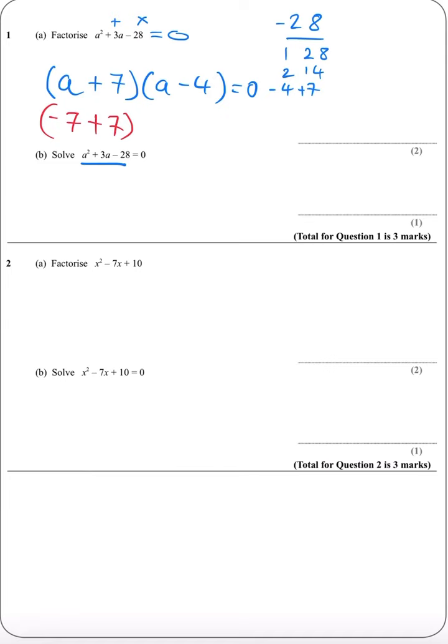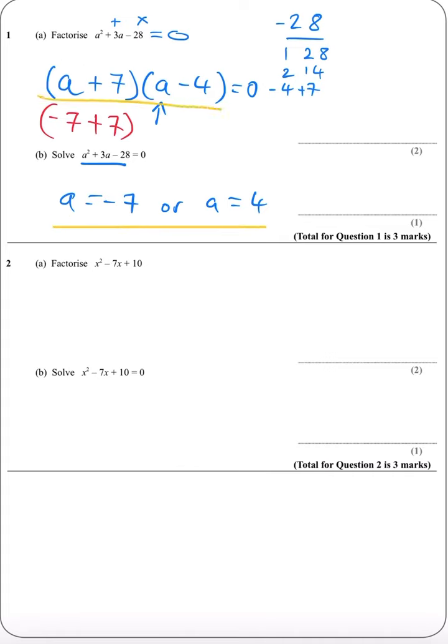So basically, when you're in this position, you're going to look to make the brackets 0. So a equals minus 7. And then, or a would equal positive 4, because if we put positive 4 into this one, 4 take away 4 equals 0. 0 times by whatever we get in that first bracket would equal 0. So these are my two answers.